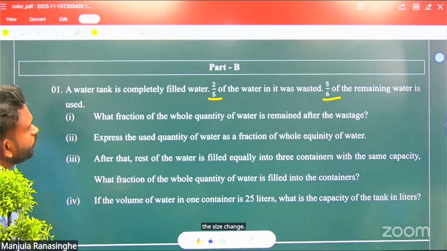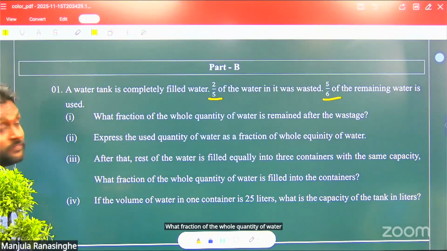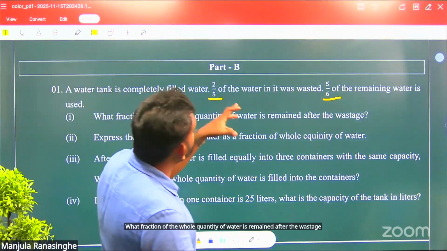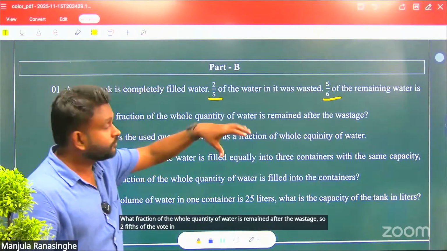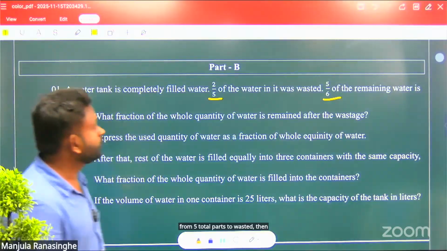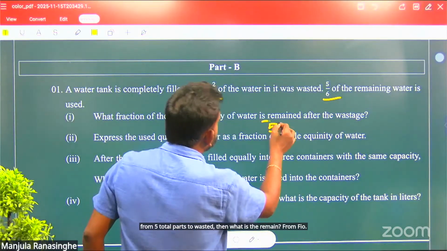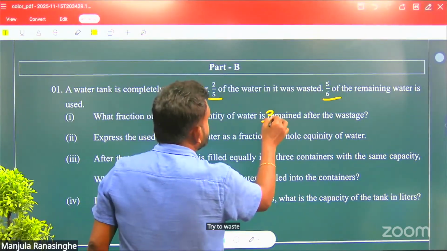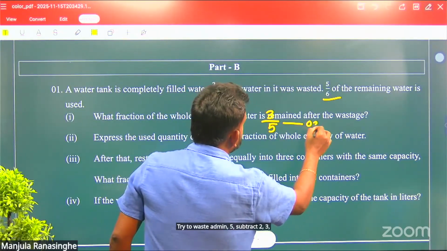What fraction of the whole quantity of water remained after the wastage? So 2/5 of the water in it was wasted. From 5 total parts to wasted, then what is the remainder? From 5, the wasted means 5 subtract 2, so 3/5 is the remaining water. You have 2 marks.